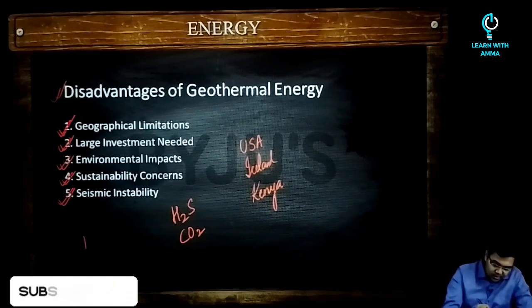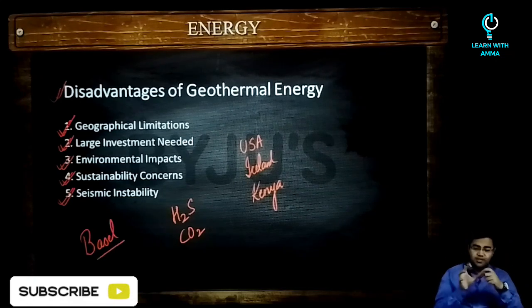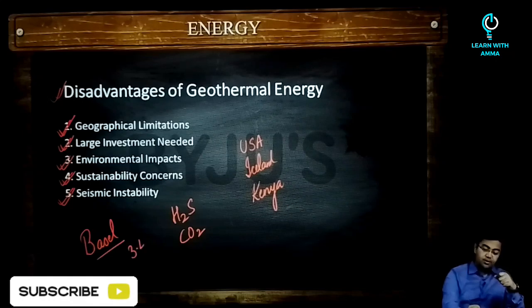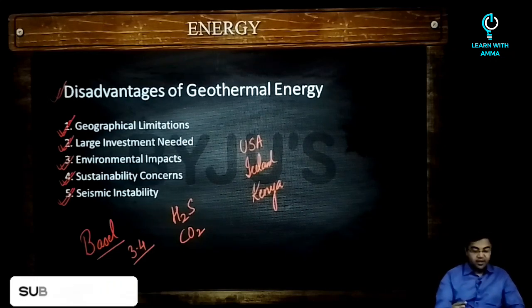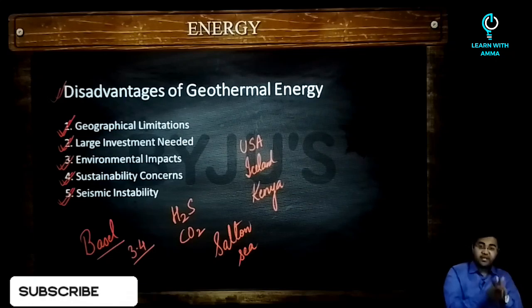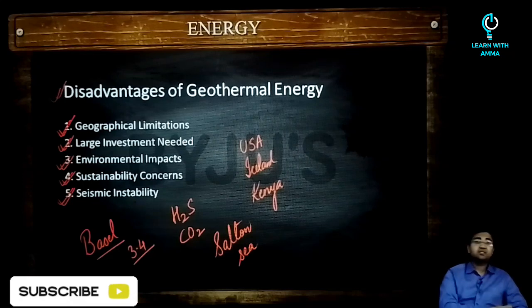For example, one example is Basel in Switzerland, back in 2006, when a geothermal exploration project was blamed for a series of earthquakes that measured approximately 3.3 to 3.4 on the Richter scale. A further study of the 2011 earthquake in the area around the Salton Sea geothermal field in the United States found a strong correlation between the geothermal exploration and seismic activity. So these have been some of the disadvantages that have been associated with geothermal energy.